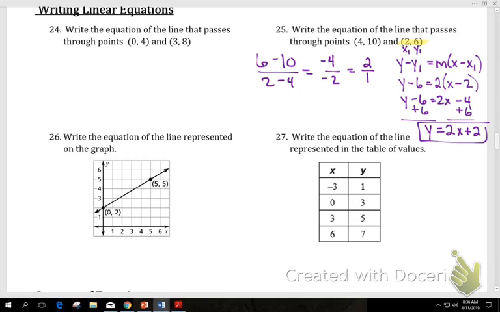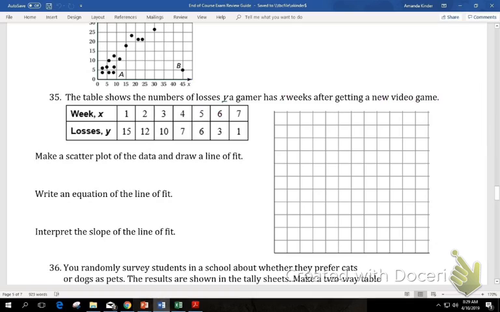Go ahead and go to number 35. What's number 35 about, guys? Gamer. And what's happening here? He got a new game, right? What does X stand for? How many weeks he's owned the game? What does Y stand for? How many times he's lost? Okay? And yesterday we made a scatter plot. You guys have your scatter plots?